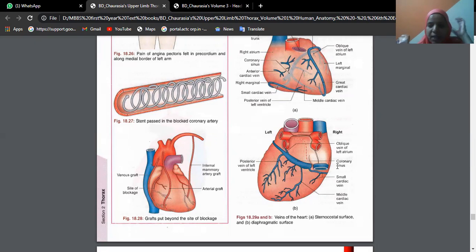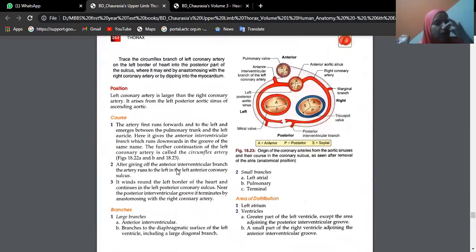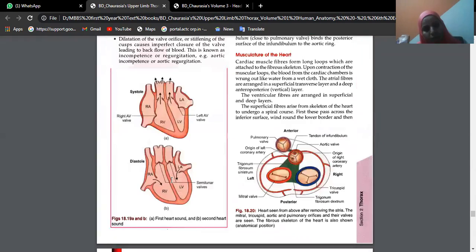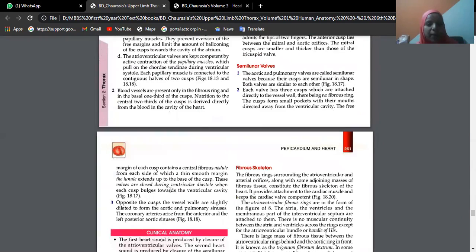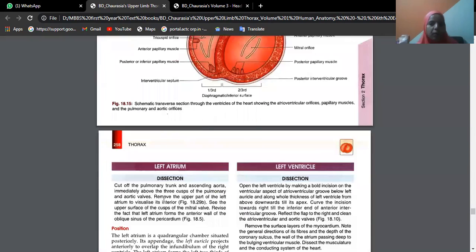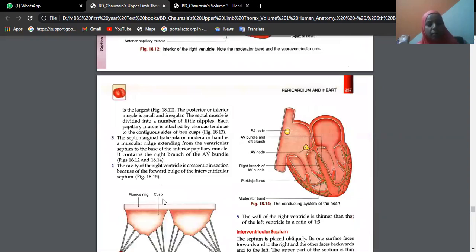Where is the coronary sinus opening? Into the right atrium. If you remember the interior of right atrium, which we discussed recently, I told you right atrium is having a coronary sinus opening, which is guarded by a valve called the Thebesian valve. Very good. Also called the valve of coronary sinus, if you can't remember better.